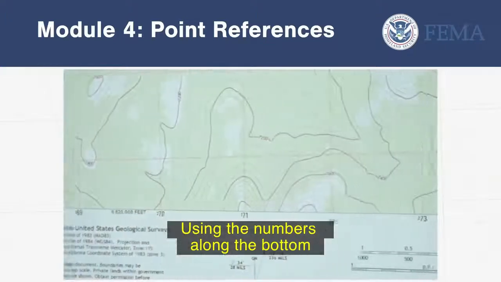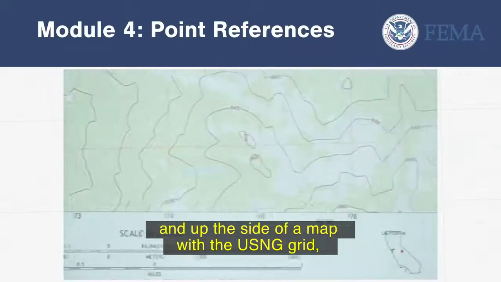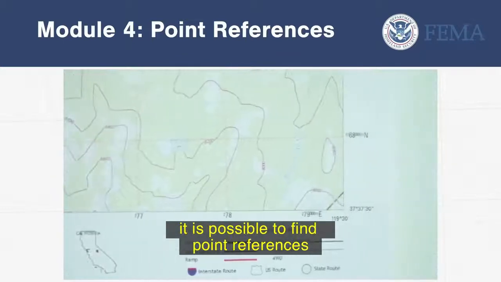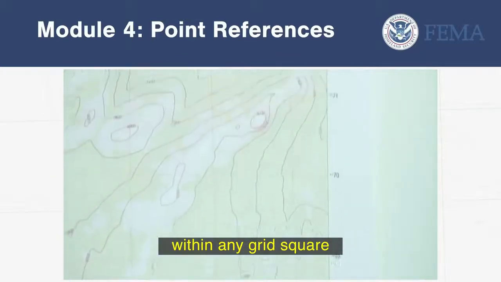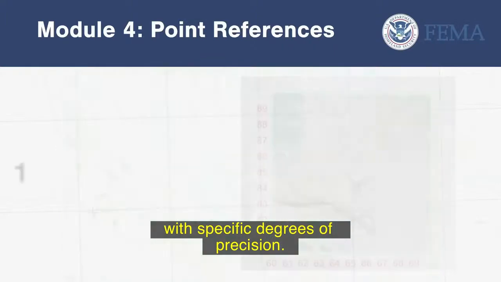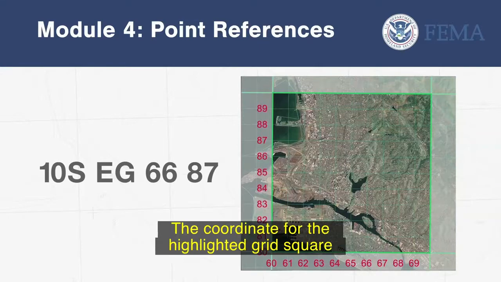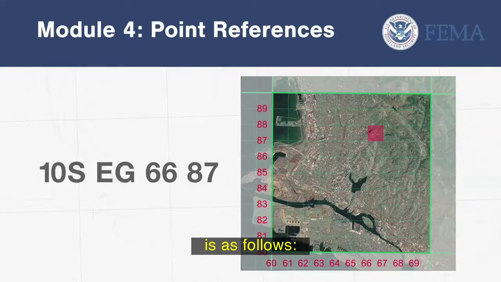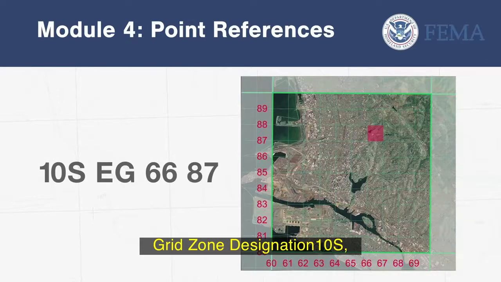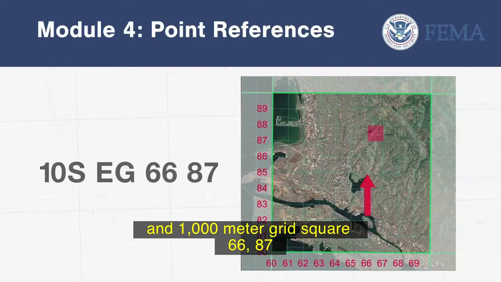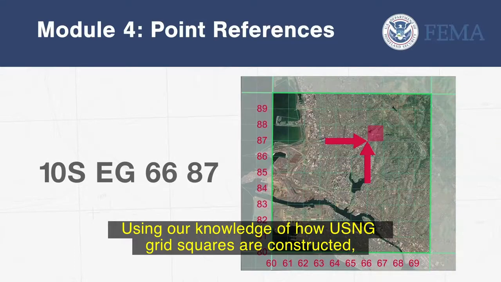Using the numbers along the bottom and up the side of the map with the USNG grid, it is possible to find point references within any grid square with specific degrees of precision. For example, let's look at a map with 1,000-meter grid squares. The coordinate for the highlighted grid square is as follows. Grid zone designation 10S, 100,000-meter grid square EG, 10,000-meter grid square 68, and 1,000-meter grid square 6687.